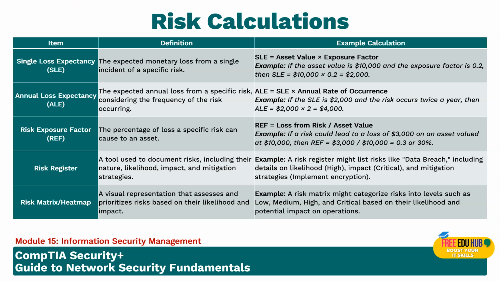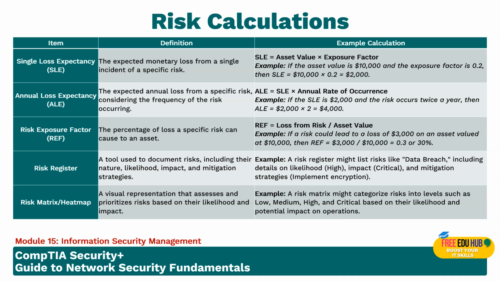If we define single loss expectancy, it's a calculation used to estimate the monetary loss from a single occurrence of a risk. It combines the value of an asset with the exposure factor, which represents the percentage of value that could be lost in case of an incident. For example, if an asset value is $10,000 and the exposure factor is 0.2, then the single loss expectancy would be 10,000 times 0.2, which is a cost of $2,000.